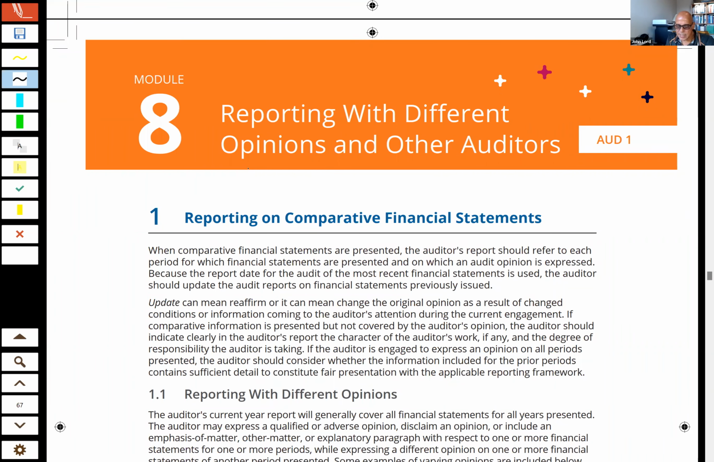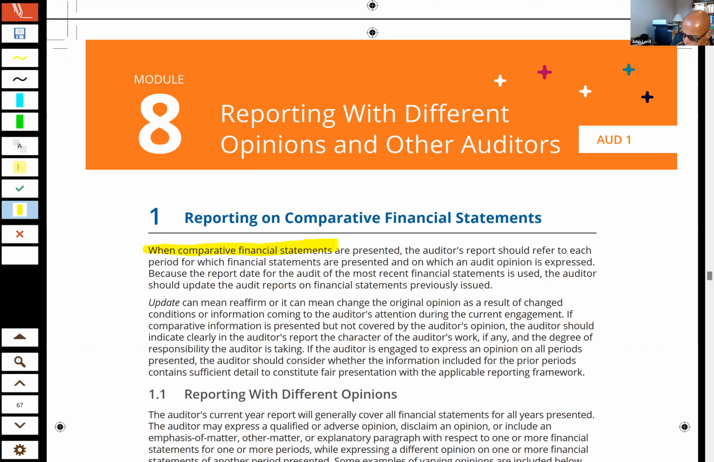But anyway, what we're going to see is some of the things that we saw are reasons to add the emphasis of matter. Some of the reasons we've seen to add the other matters, some of the reasons we've seen for public companies to add the explanatory paragraph are going to be fleshed out a little bit more here. So we're going to talk about the nature of these things, and then again, we'll show you in more detail how it will affect, and in most of the cases, we're talking about how it's going to affect the unmodified, unqualified report.